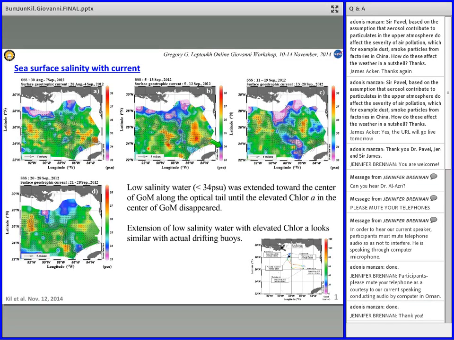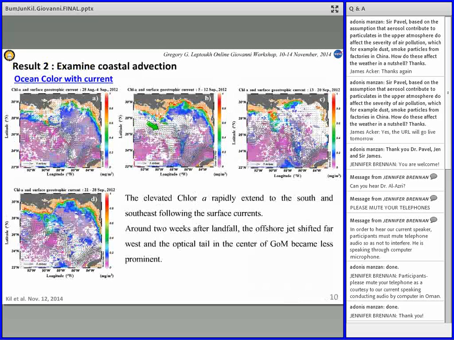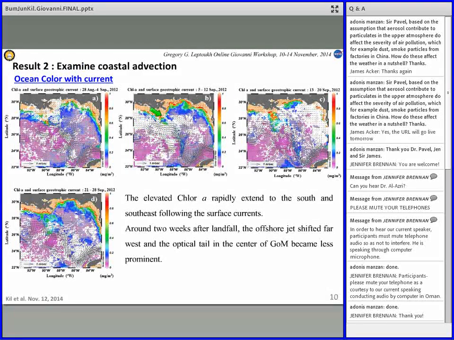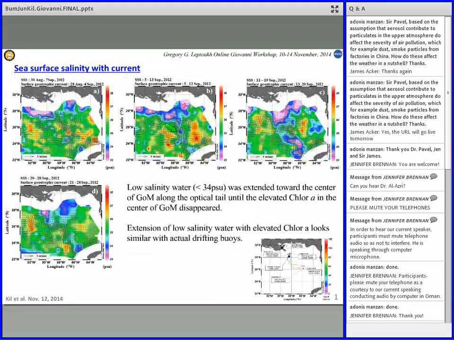In addition, the extending of this low salinity feature with elevated chlorophyll A shows a similar pattern with the trajectory of the actual drifting buoy, in this way here and here, and also chlorophyll A in a similar pattern in the direction. So the coastal sources of the low salinity with enriched chlorophyll A might have been advected southeastward, driven by a surface geostrophic current.